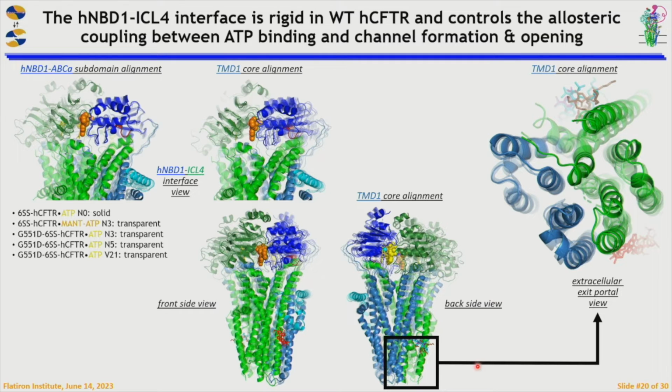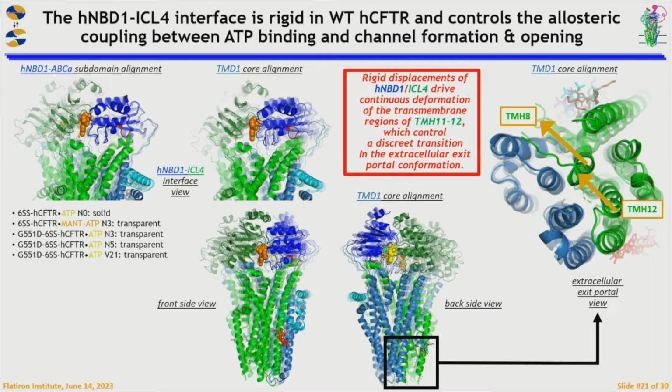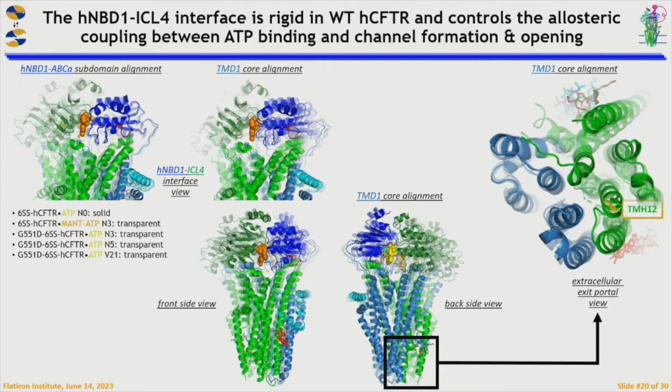I'm going to talk a lot more about this tomorrow. This is zooming in on the exit portal region. What you see here is that although there's a continuous range of conformations in the totality of the transmembrane domain, in the exit portal region there are only 2 distinct conformations. So what we get from this is that the rigid displacements of the NBD1 and ICL4 drive a continuous deformation of transmembrane helices 11 to 12. I'm sorry, that's a typo. It should say 10 to 11. And this controls a discrete conformational transition in the exit portal, and I'll talk more about this tomorrow.